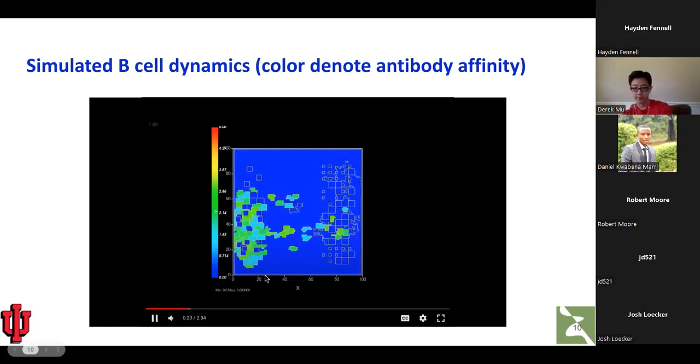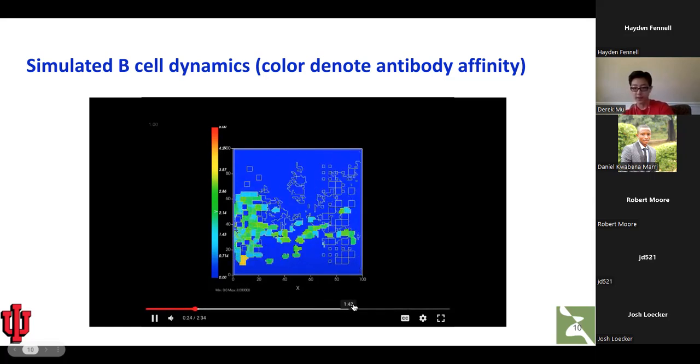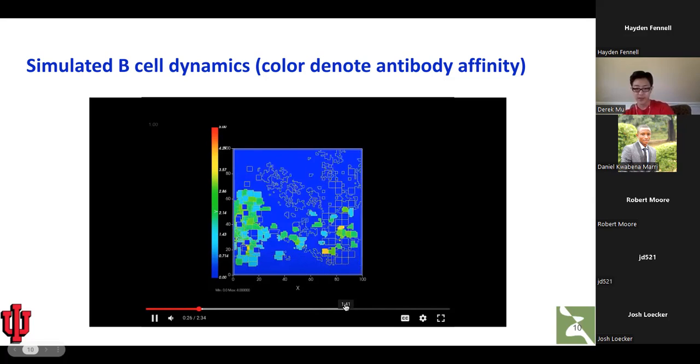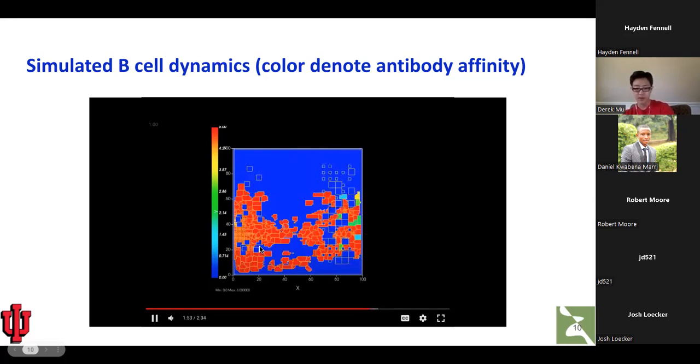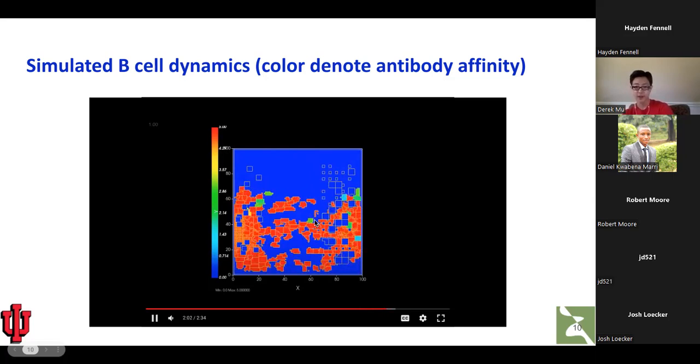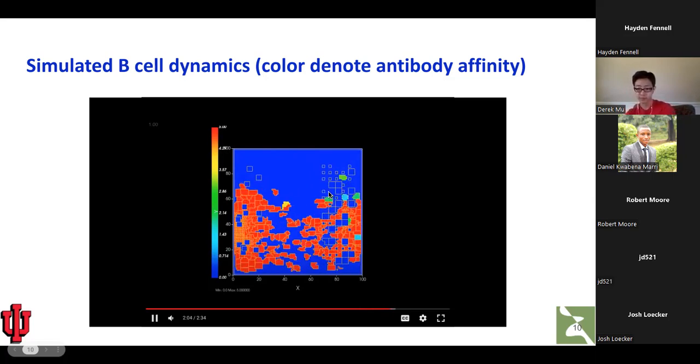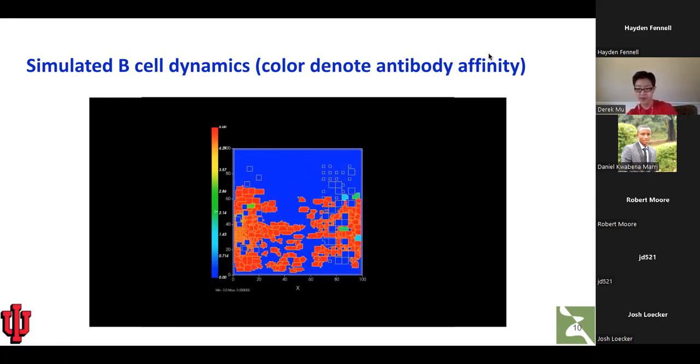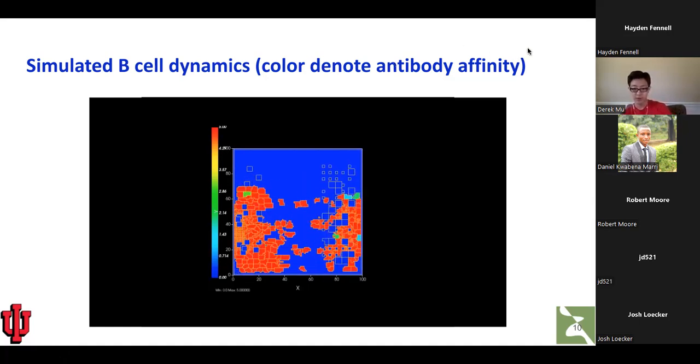And so if I skip to the end of the video, it can be seen that one, there are a lot more cells, and two, nearly all their colors are red, which denotes a super high affinity, which means that they're very good at neutralizing the antigens. And we will come back to this video later after I finish going over the code.